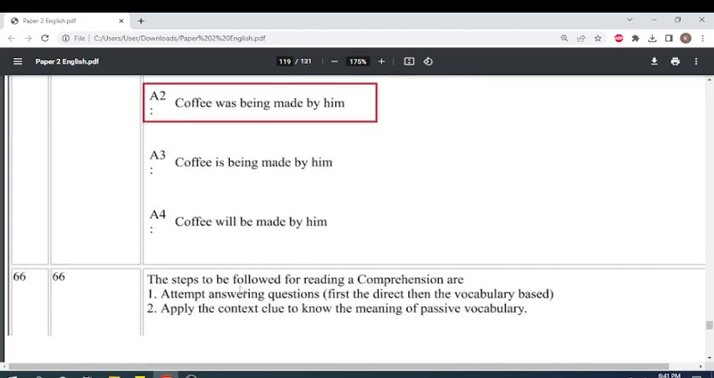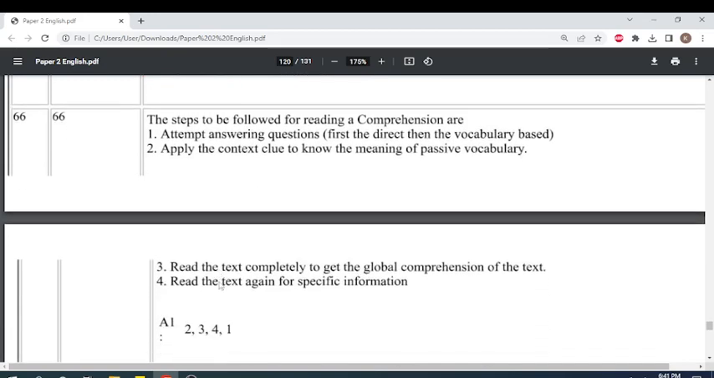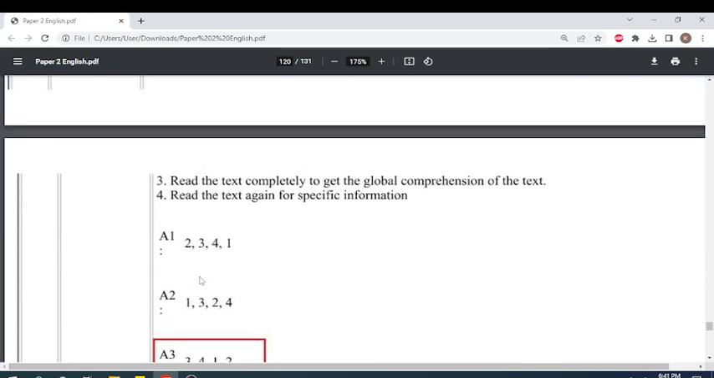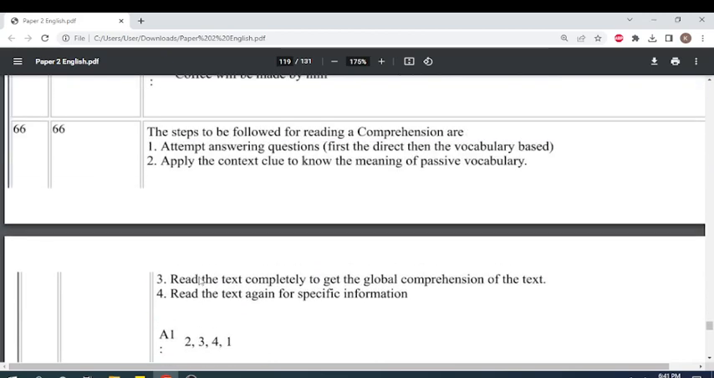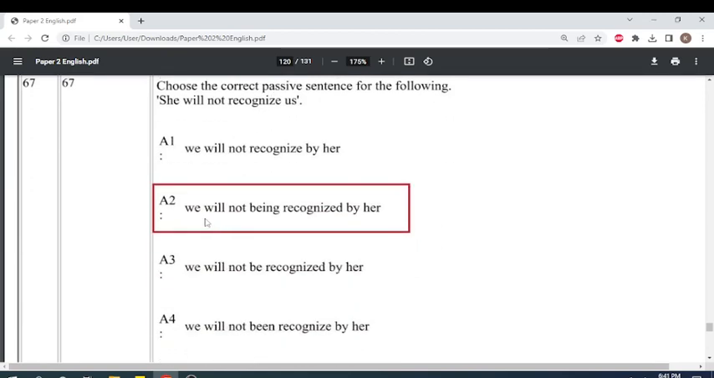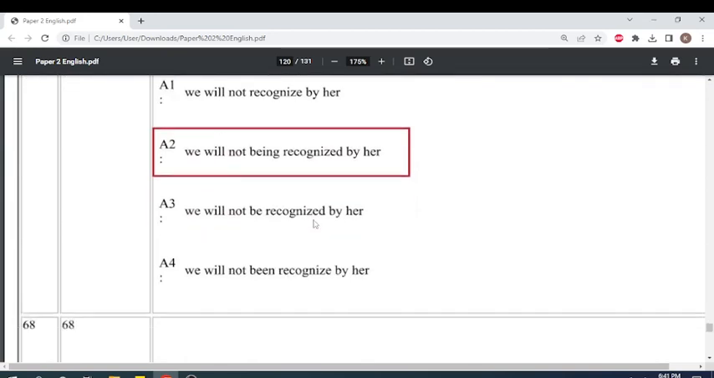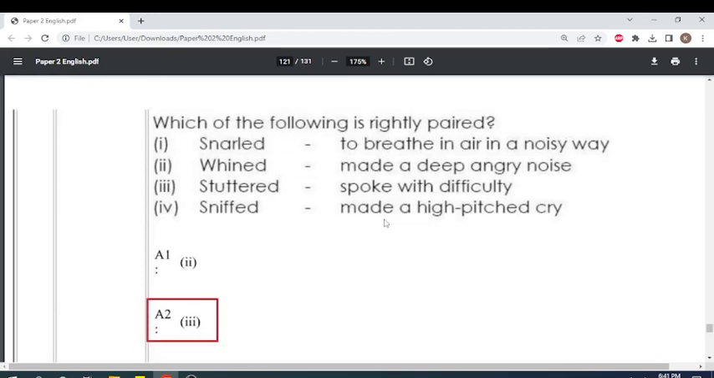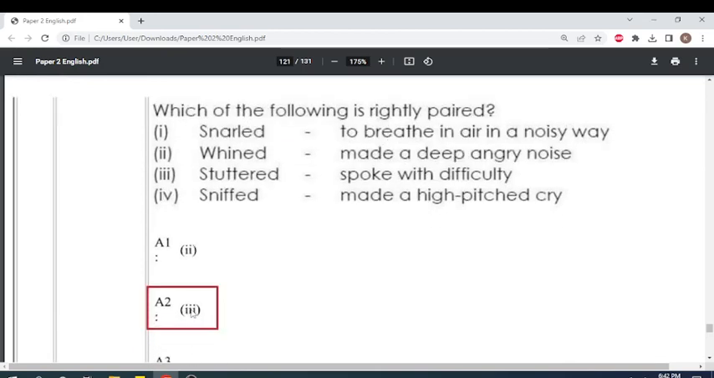66. The steps to be followed for reading a comprehension are. Answer A3. Choose the correct passive sentence for the following. She will not recognize us. Answer A2, we will not be recognized by her. 68. Which of the following is rightly paired? Answer A2, stutter, spoke with difficulty.